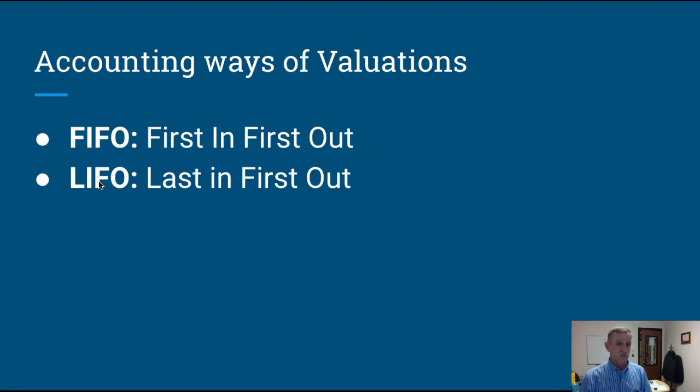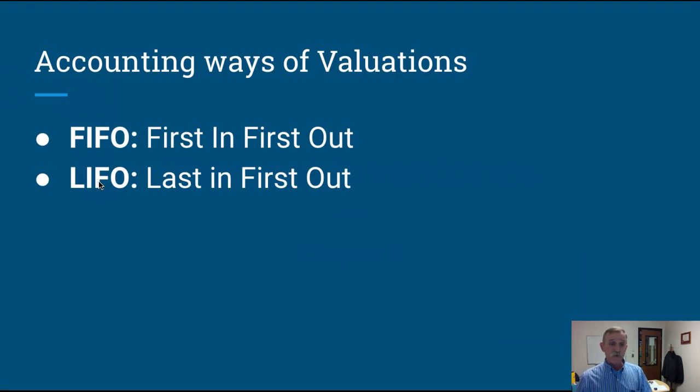One of them, in a general sense, is called FIFO. That's first in, first out. So that would be how you track that inventory: the first things that are put into your inventory are the first things out. We're not going to go over an example here, but hopefully you can visualize that.